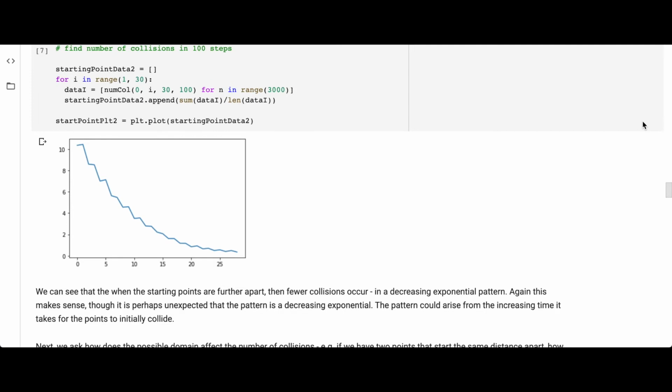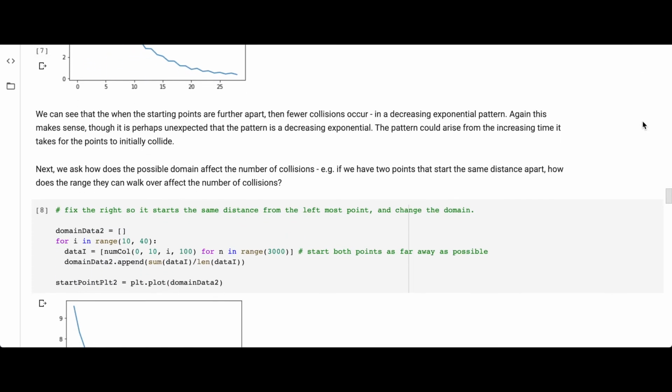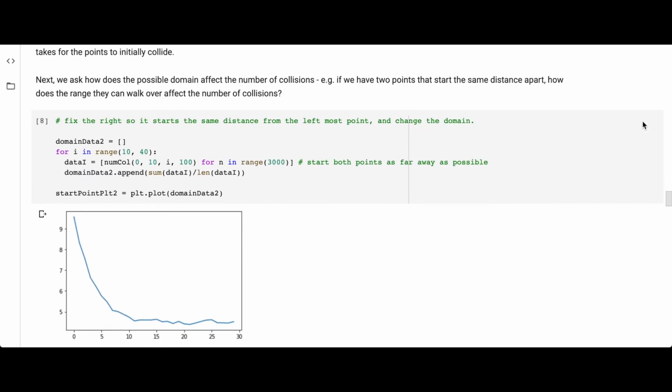Next, we ask how does the possible domain affect the number of collisions? When points have more space to travel over, we see a decrease in an exponential pattern again.